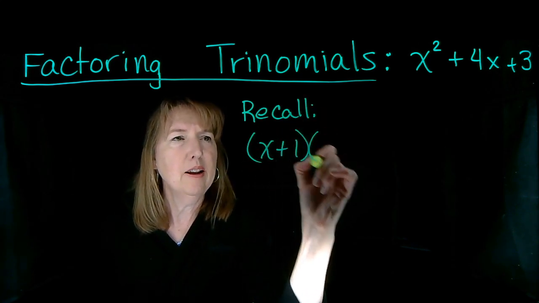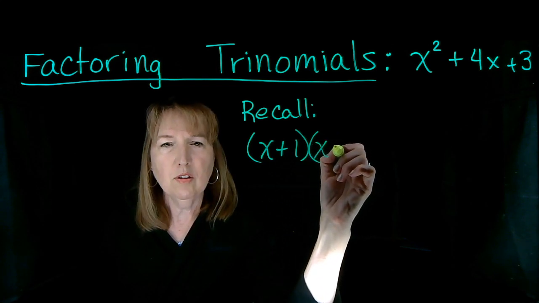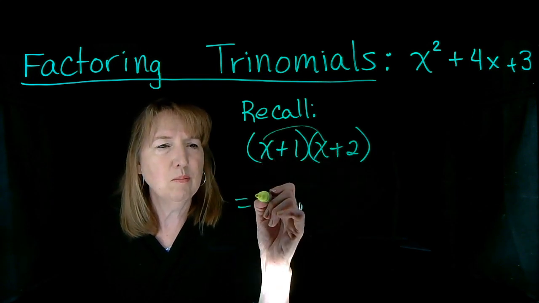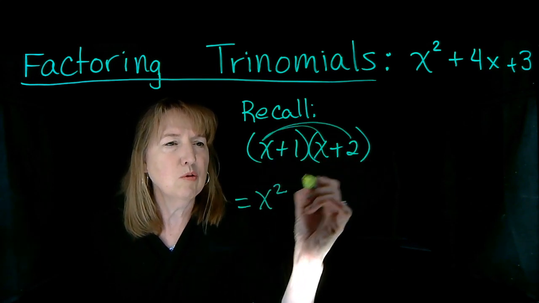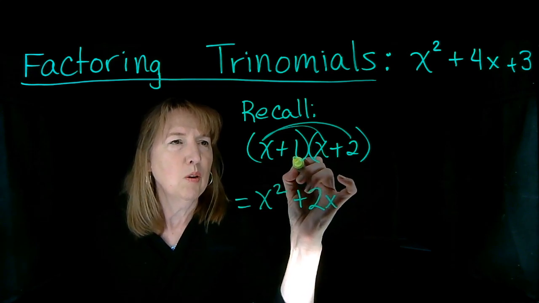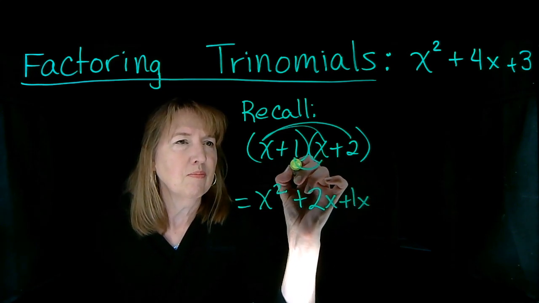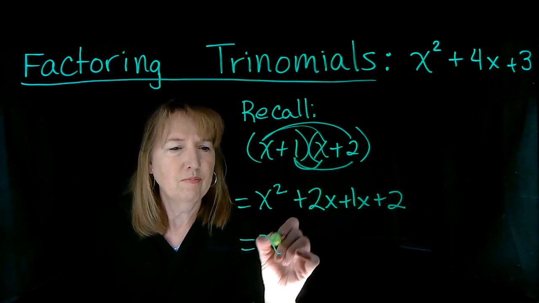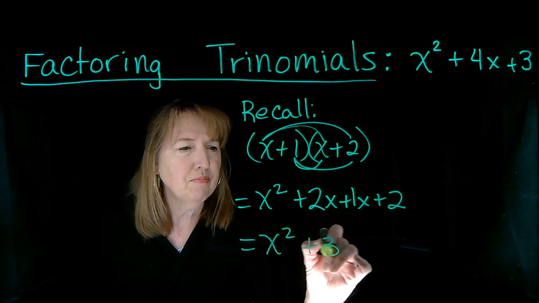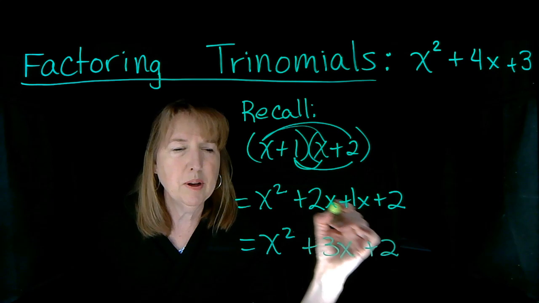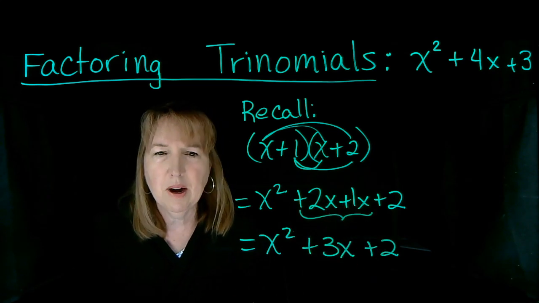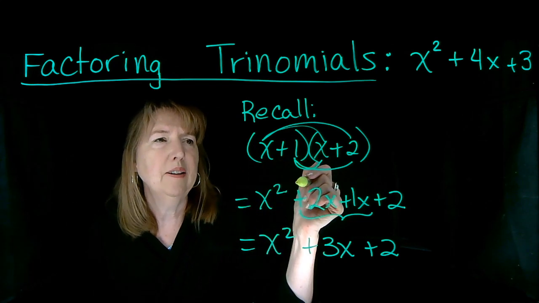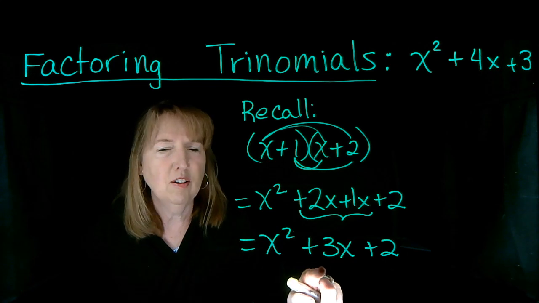The idea that if I have a binomial and I multiply it with another binomial, what happens? Well, let's see. X times x is x squared. X times 2 is 2x. 1 times x is 1x. And 1 times 2 is 2. Combining or simplifying here, I get a trinomial. These two middle terms combine to make 3x. All right, so if I had two binomials and I multiplied, I wound up with a trinomial.